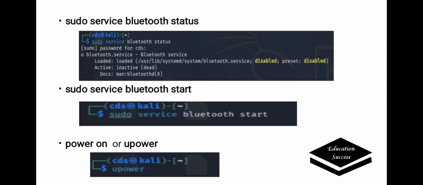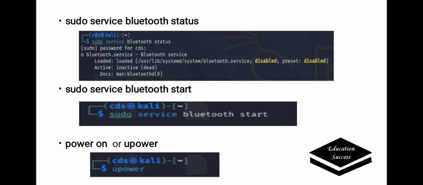For Bluetooth hacking, we have to make it active. So we will start the service with the sudo service bluetooth start command. After that, we have to make it power on. So we will type the command upower. Here I have given you some screenshots of the commands.